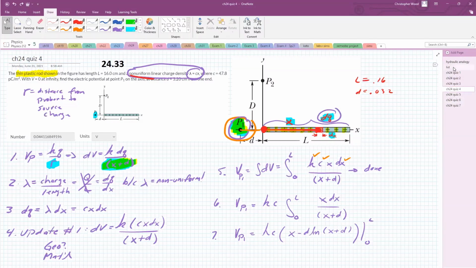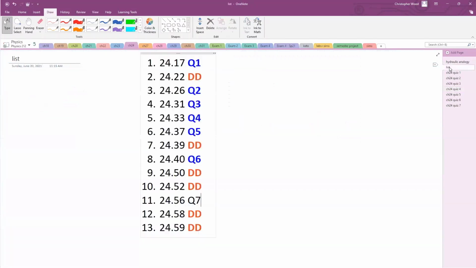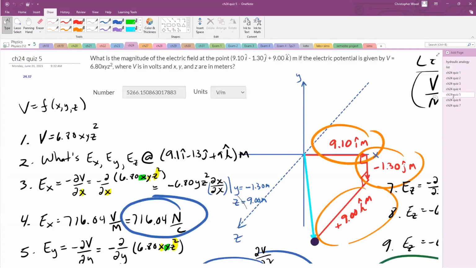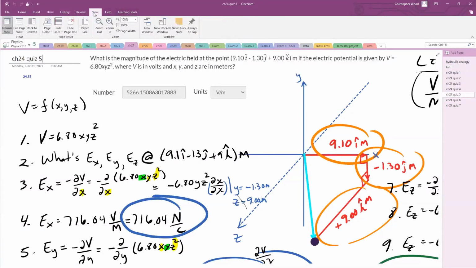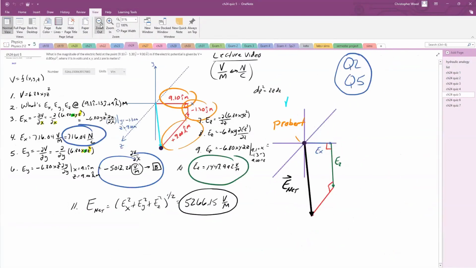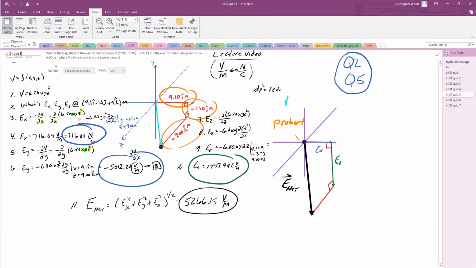Quiz 5. Let me double check. 1, 2, 3, 4, 5. Quiz 5 should be 37. Interesting. Quiz 5 should be 37.